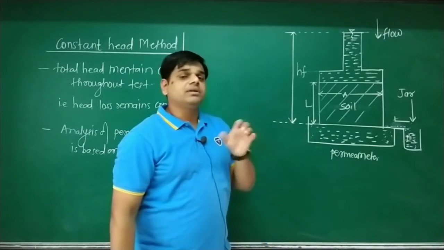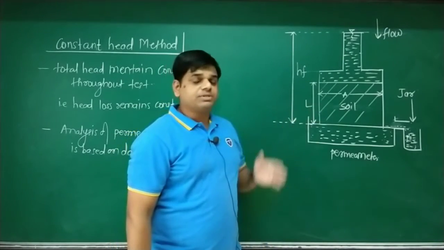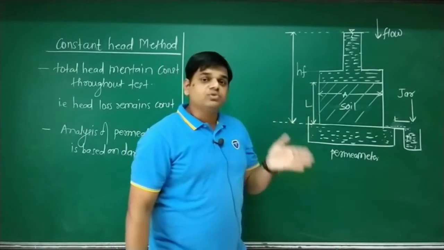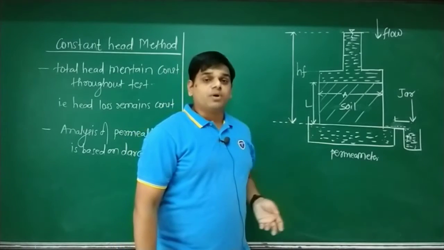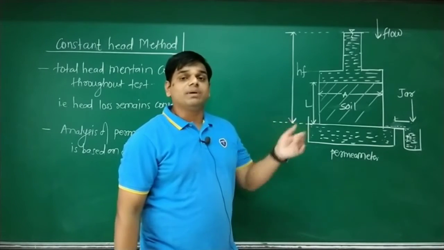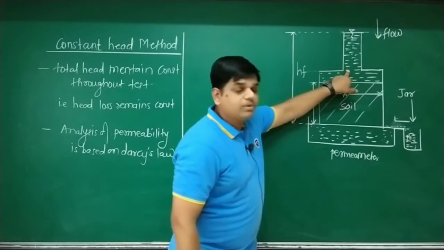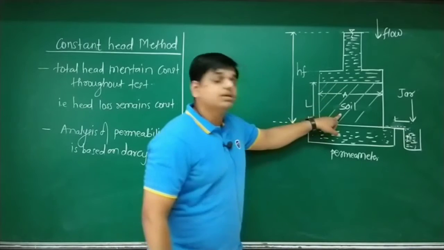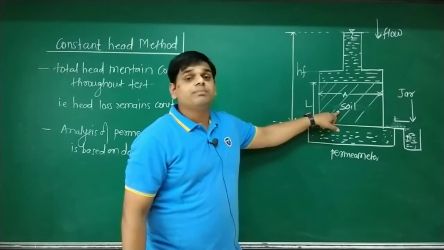whose diameter is variable according to the apparatus, and sometimes with the change of type of soil. How this diameter changes we will discuss in our next method, variable head. So this is a pipe which is full of water. The hatched portion indicates a soil mass filled up in the permeameter.